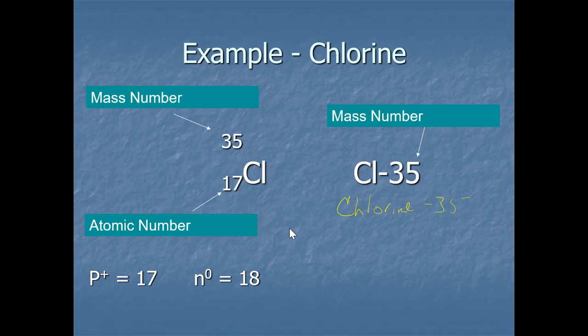If I have a different version of chlorine, maybe I have chlorine 37, now chlorine 37 has 37 things in the nucleus. It's still chlorine, so still 17, but the mass number now is 37. So to get the number of neutrons, it's mass number minus atomic number to give you 20.